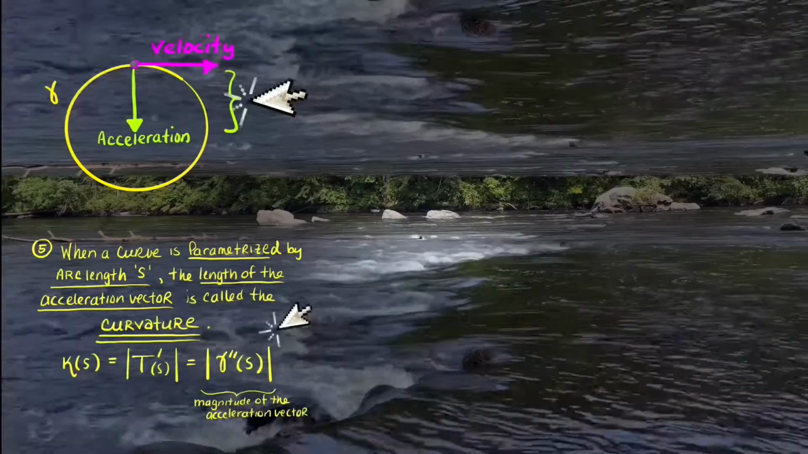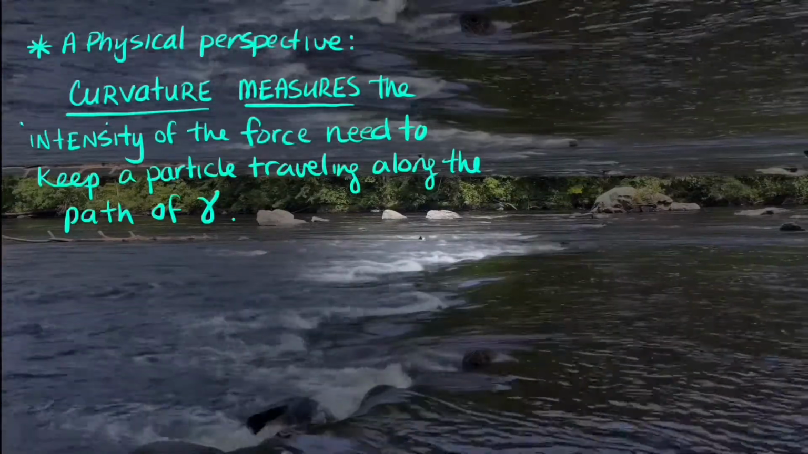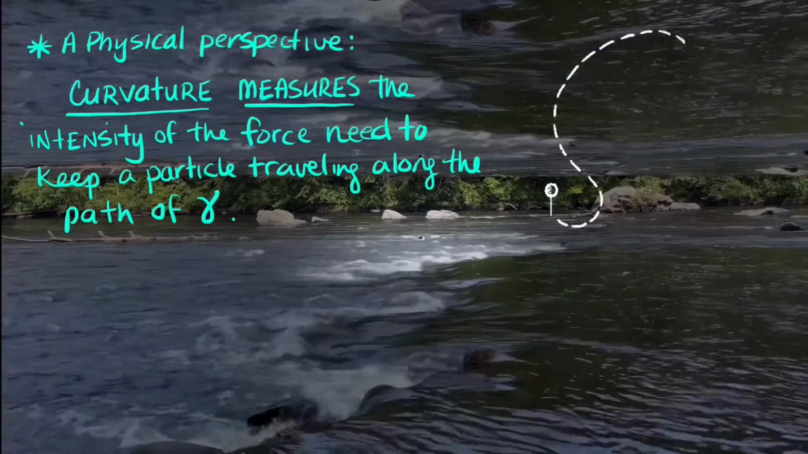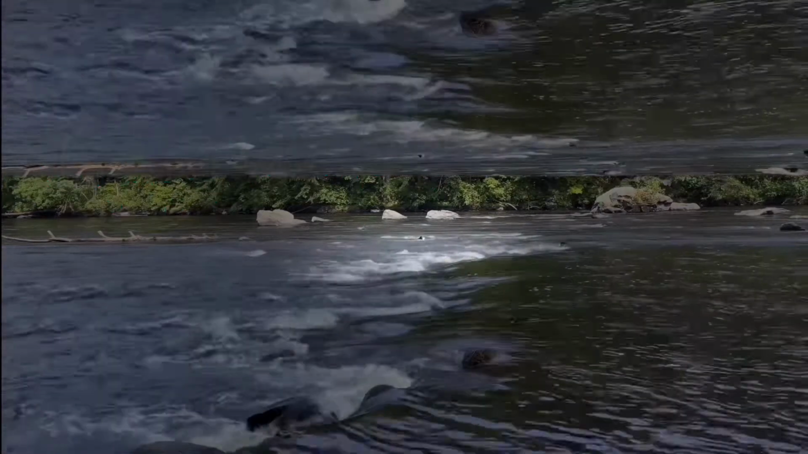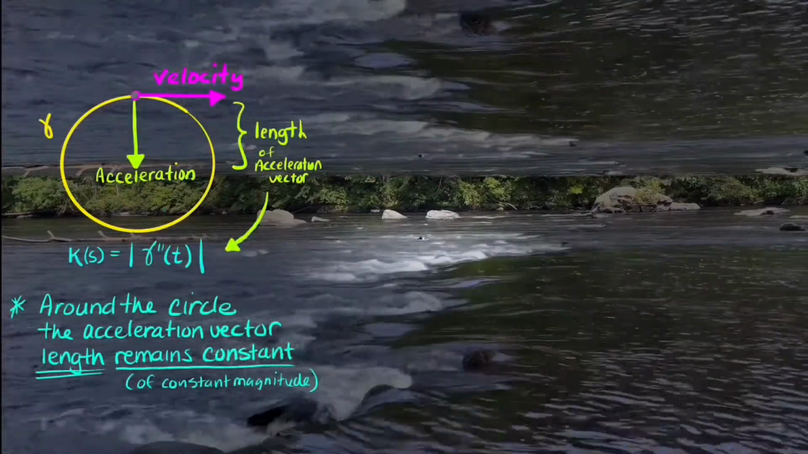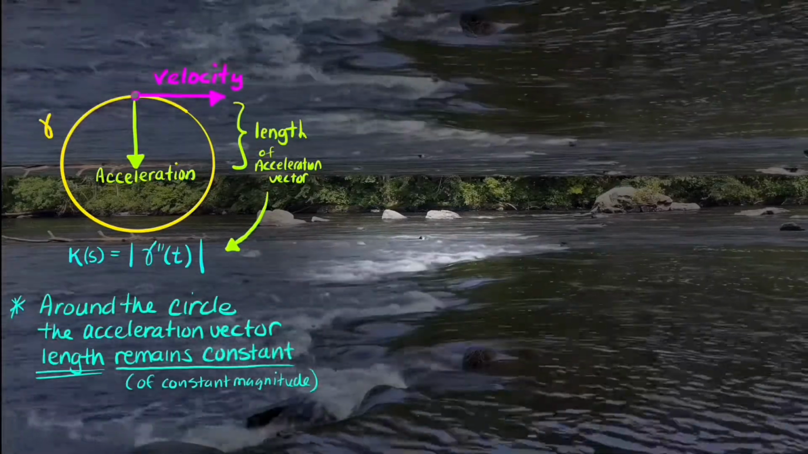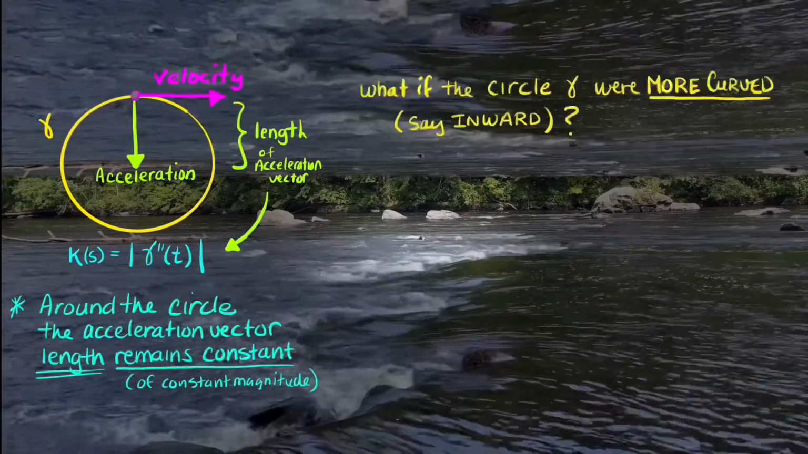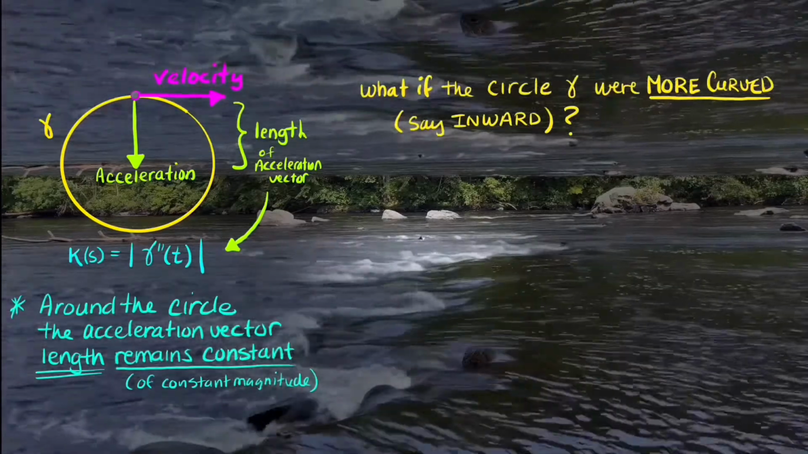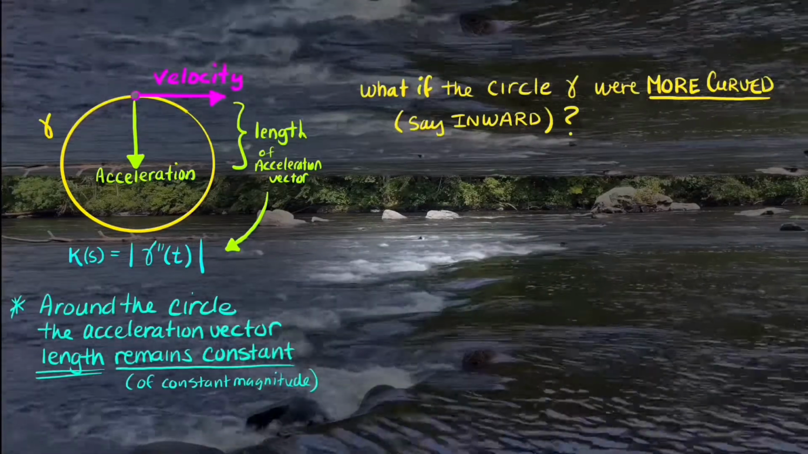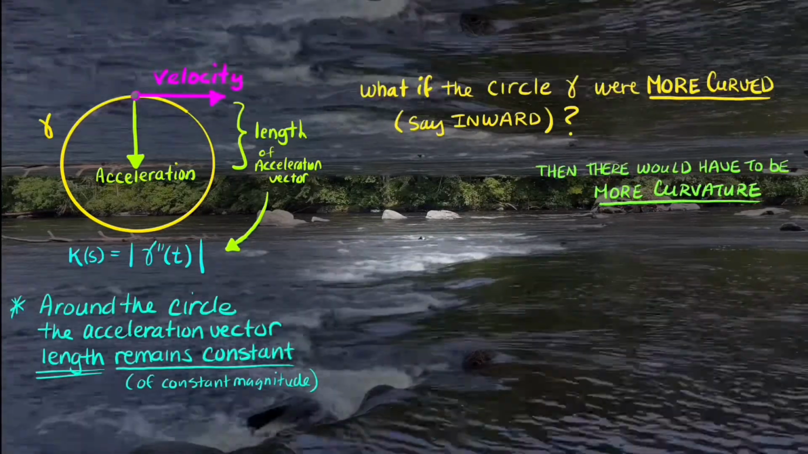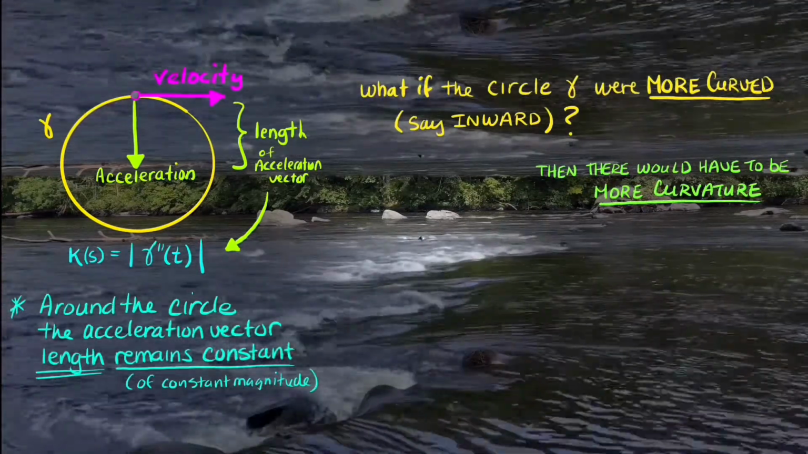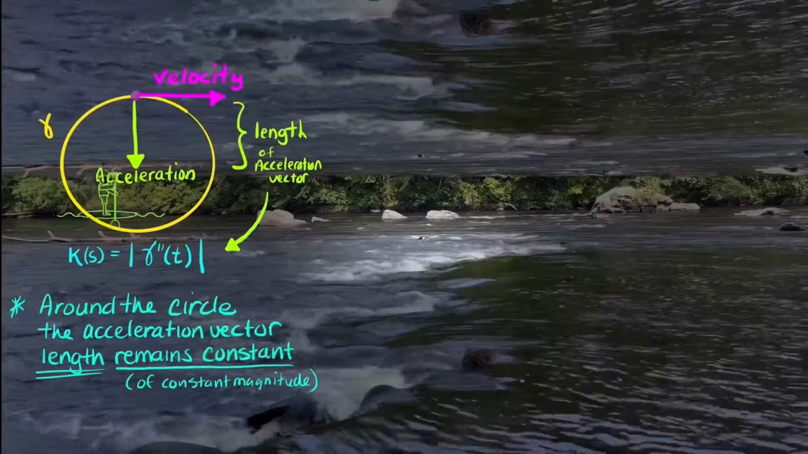Around a circle, the acceleration vector's length does not change. Curvature measures the force needed to stay on a path. If the radius of the circle began to shrink, the curvature would increase. There's an inversely proportional relationship between the two. More curvature, smaller radius. Larger radius, less curvature.